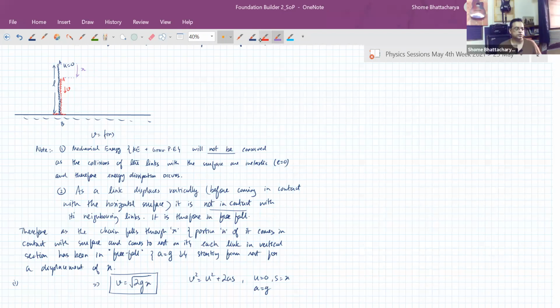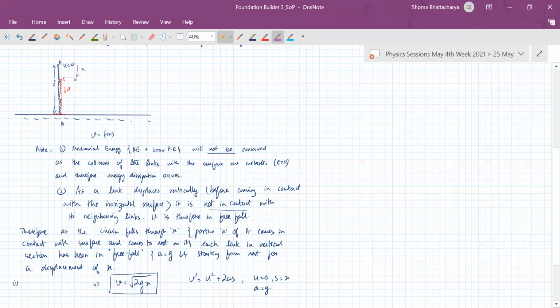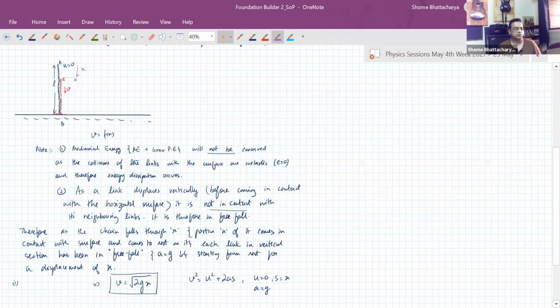The other thing you can also see here is that in the second part, as the point A has come down by distance x, the portion of the chain which is above ground, which is vertical, is of length L minus x, whereas an equivalent portion of length x has come in contact with the ground.